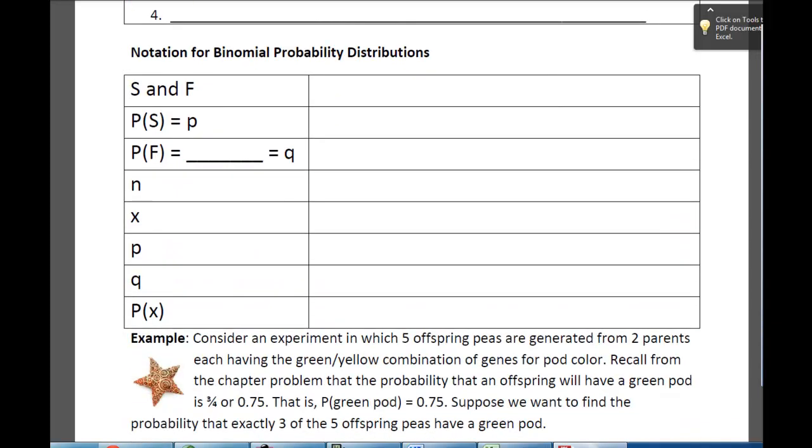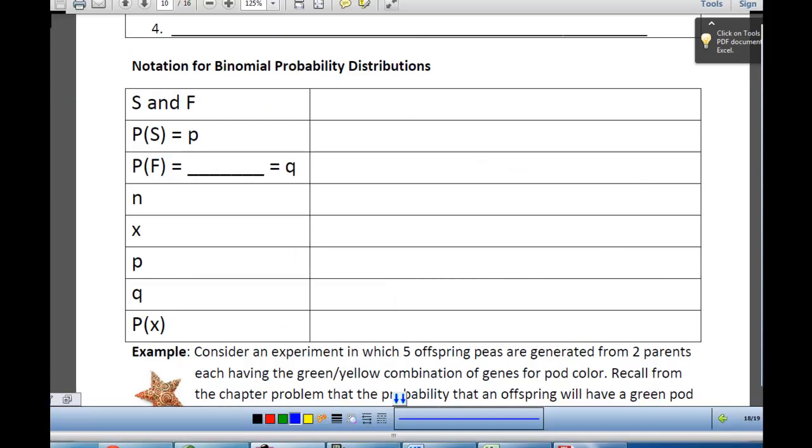Okay, S and F, that represents our success and failure. When we talk about the probability of success, we use that lowercase p. Okay, probability of success is denoted by lowercase p. Probability of failure, some textbooks would use a Q. That's what I prefer to use.